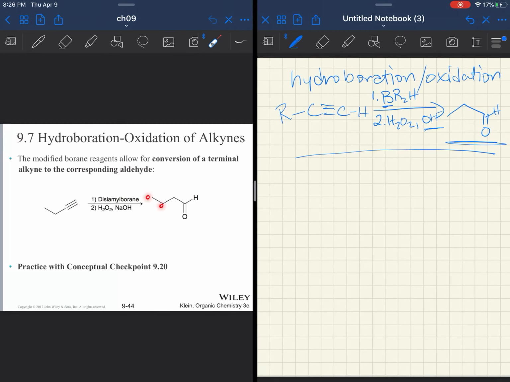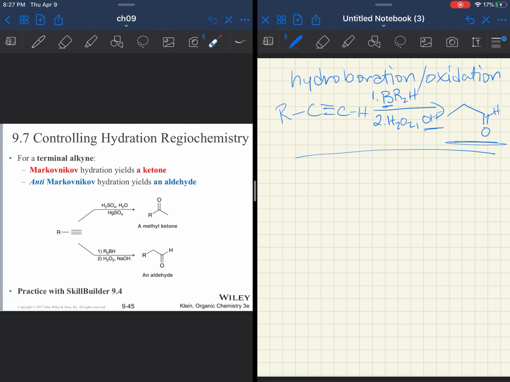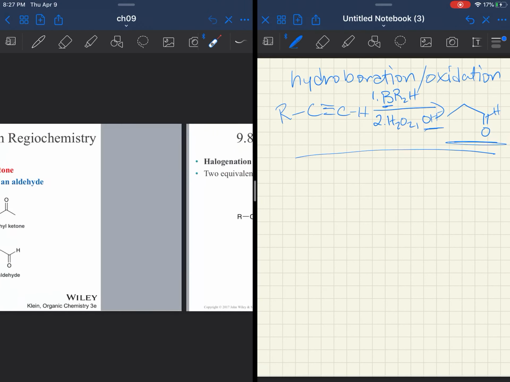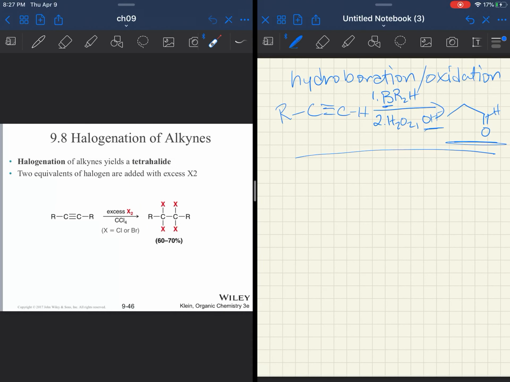Here's another way it may be written: dicyclohexylborane, or disiamylborane. And then the second step, of course, is the peroxide and hydroxide. You need to practice predicting the products. Anytime we deal with triple bonds, make sure you're counting those carbons. One of the most frequent mistakes I get here is people will lose or add carbons when they shouldn't. So we have control of our regiochemistry. There are two more reactions that you need to know. The tautomerization is the only new mechanism so far in this section.